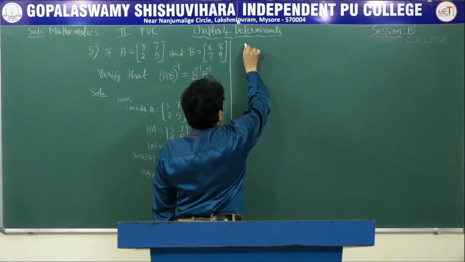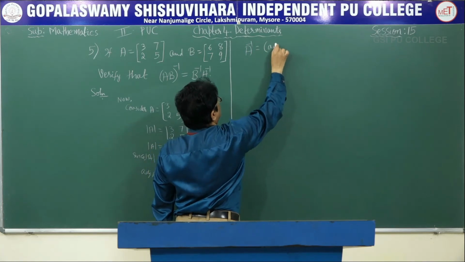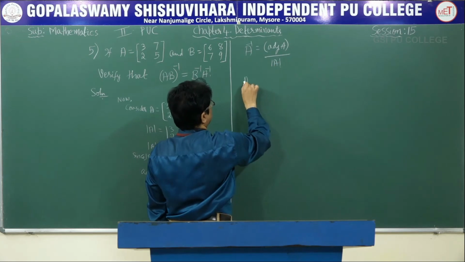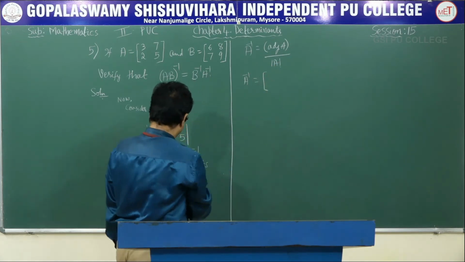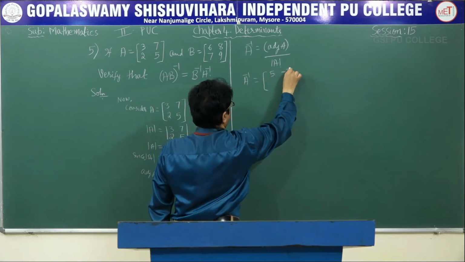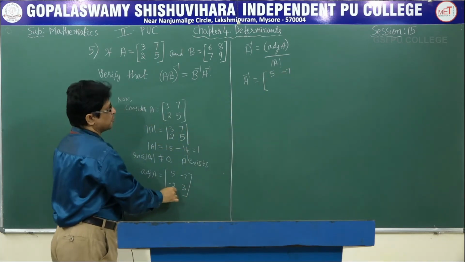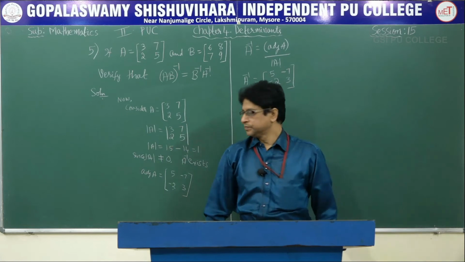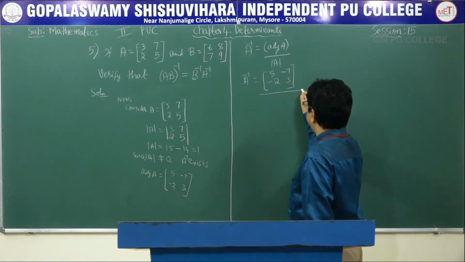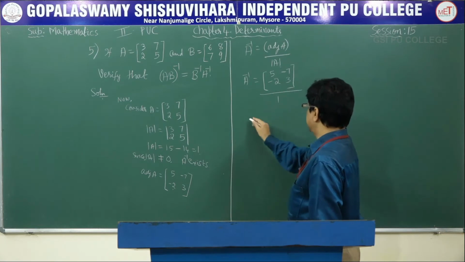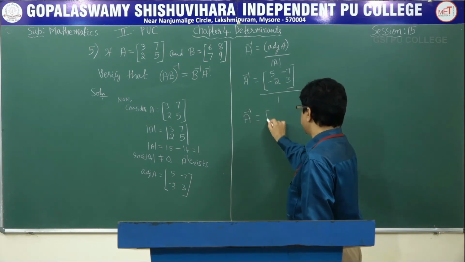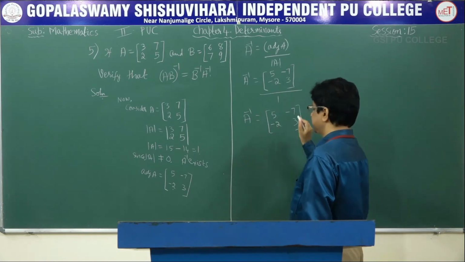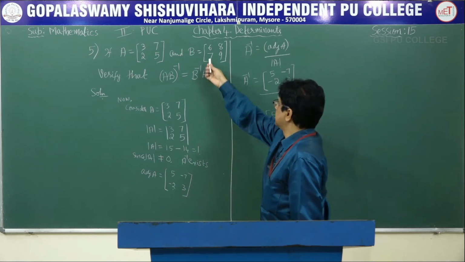So, A inverse is equal to adjoint A by determinant A. So, A inverse is equal to adjoint A, which is 5, minus 7, minus 2, 3, divided by determinant A. Determinant A is 1. So, A inverse is equal to 5, minus 7, minus 2, 3. Next we shall consider the second matrix B.